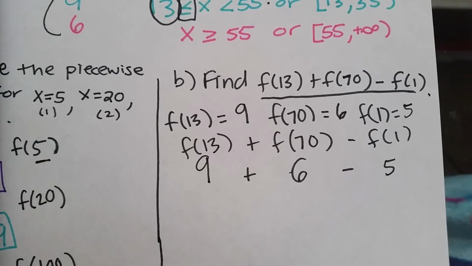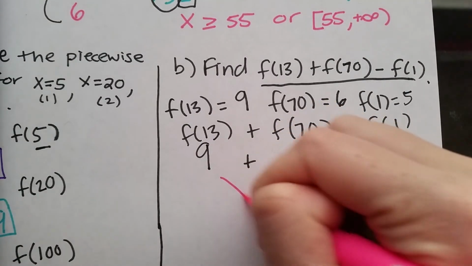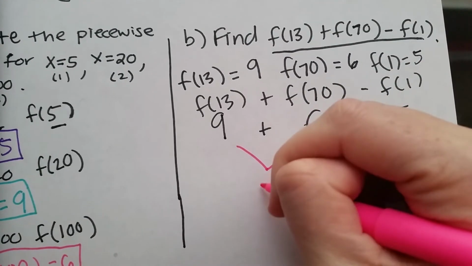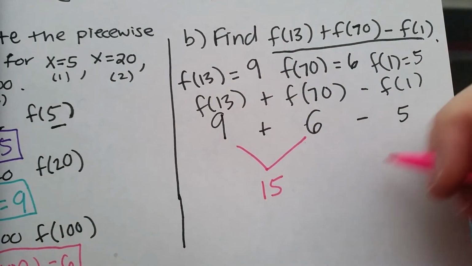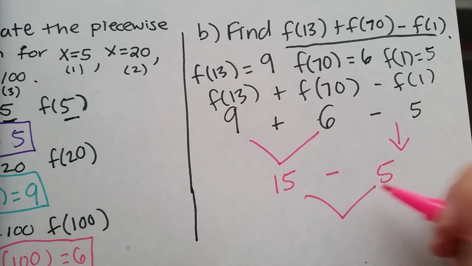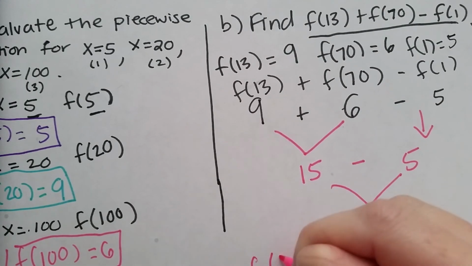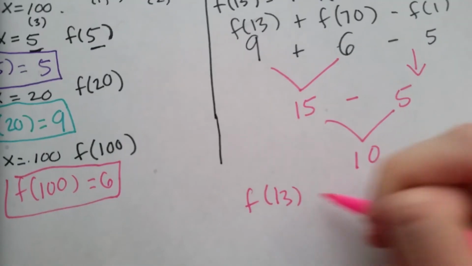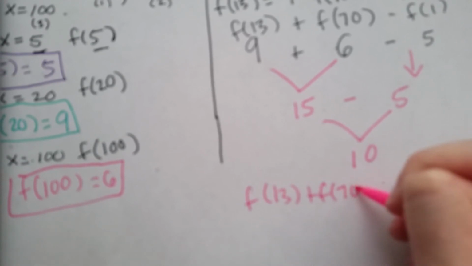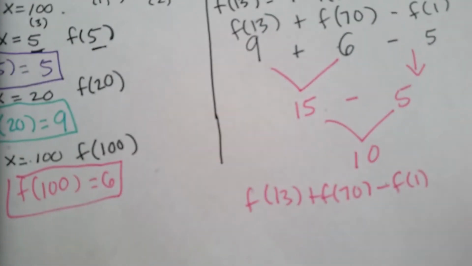Alright, let's combine our like terms and then we'll be done with this problem. Let's start here. 9 plus 6 is going to be a 15. Then I'm going to bring down the 5. 15 minus 5 will give me a 10. So that means our answer for f of 13 plus f of 70 minus f of 1 is 10.